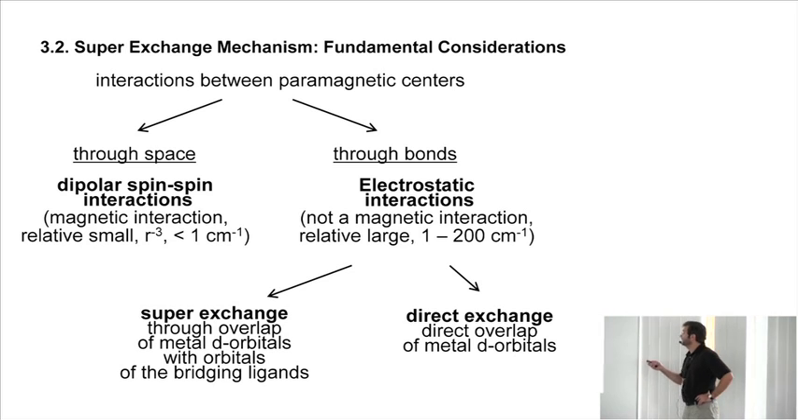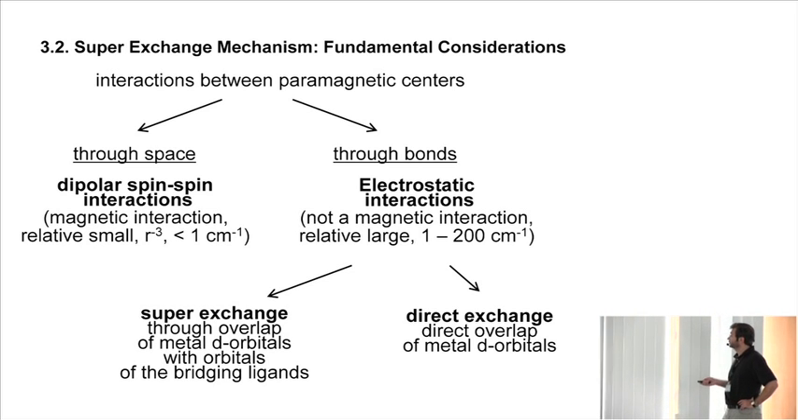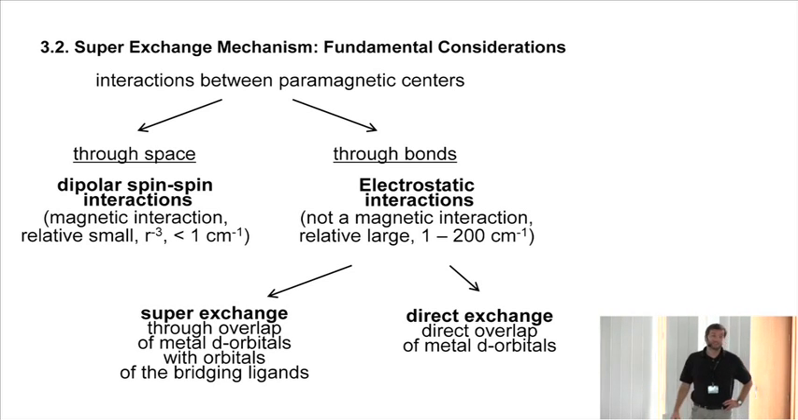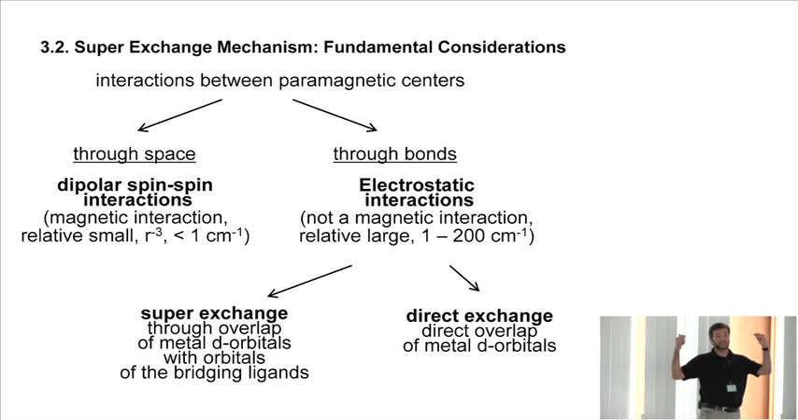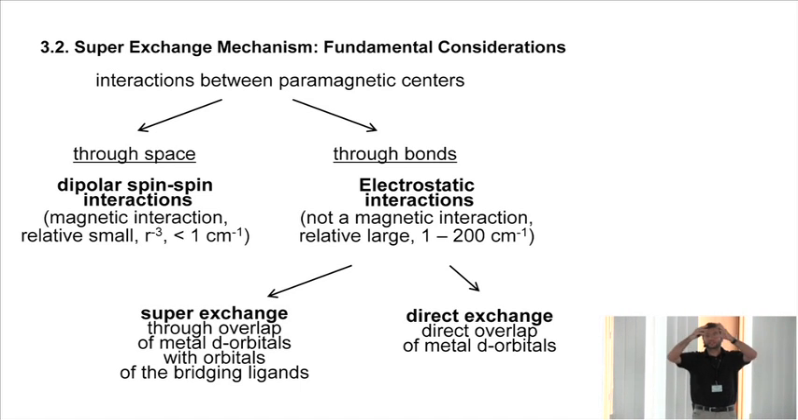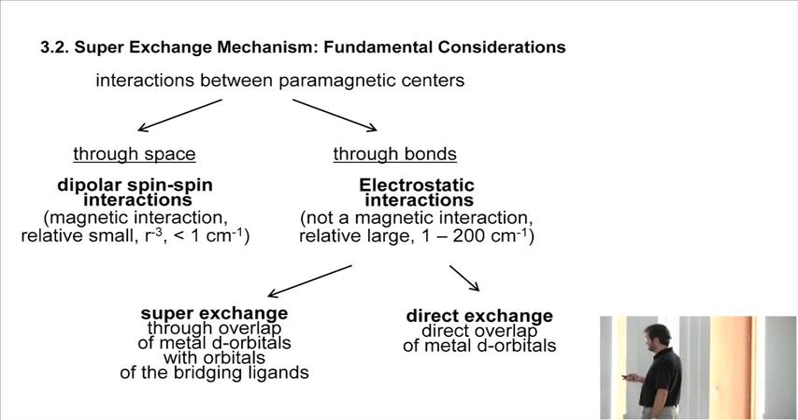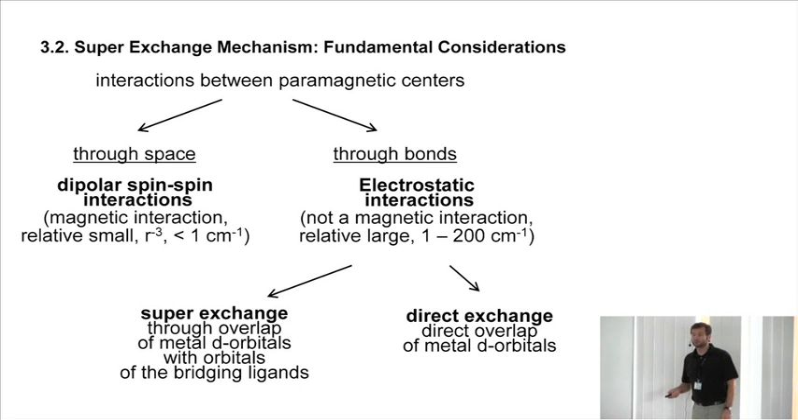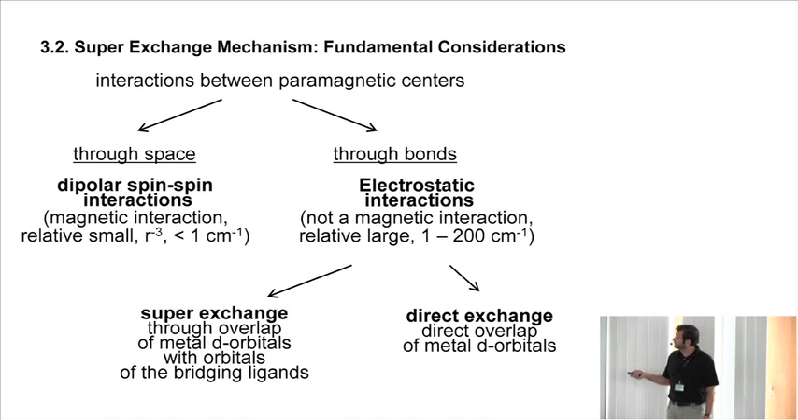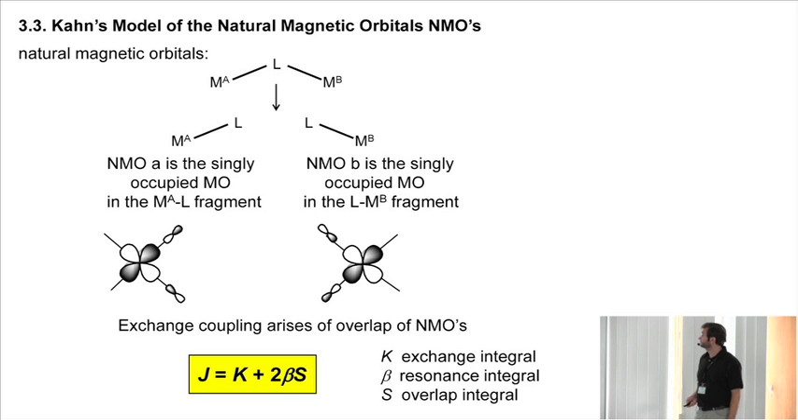You can even subdivide this through-bond interaction into direct exchange. This means the d orbitals, where the electrons are directly interacting, with a metal-metal bonding, but that is not what we normally have. We normally have the so-called superexchange. That means that the d orbitals, where the electrons are, interact with the orbitals of a common bridging ligand. And this is called superexchange.